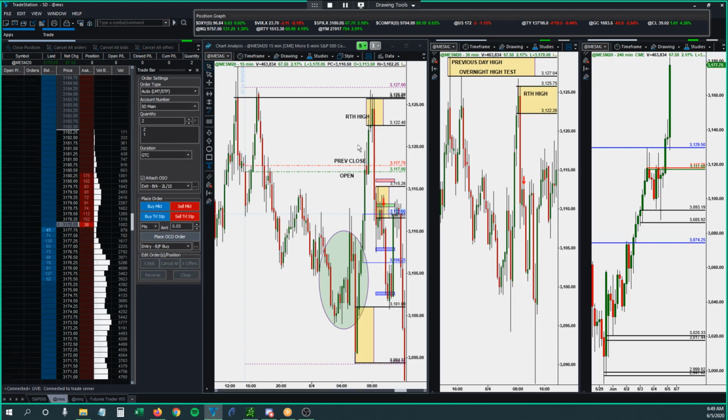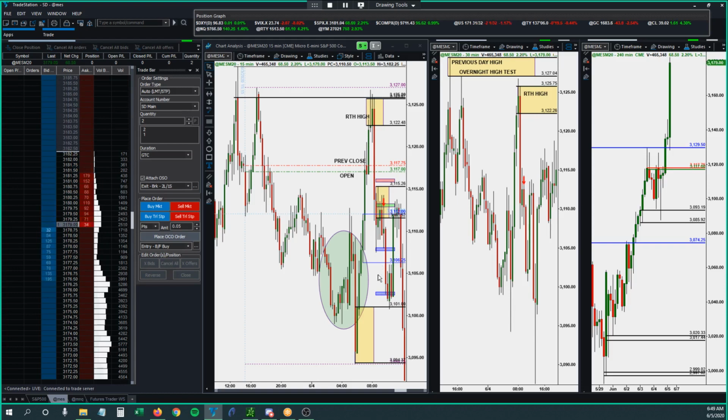A lot of the times when the market comes up and tests the overnight high, and the same can apply to the overnight low as well, but when the market comes up and tests the overnight high and fails to break the high, and you see it start to move lower, there's a good chance, a high probability, that we'll go test the overnight low.